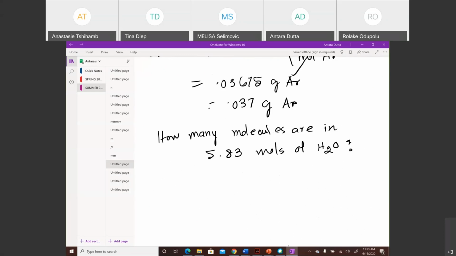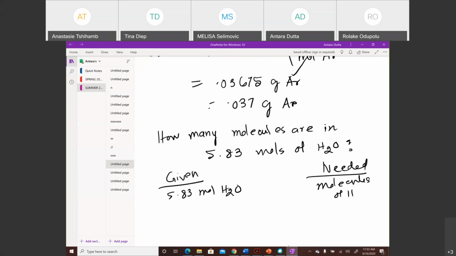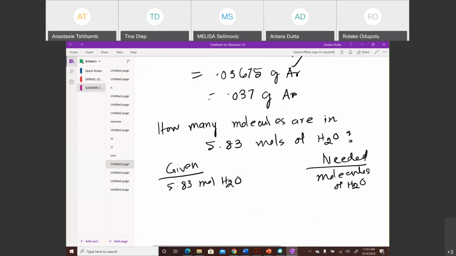Molecules. Okay. So what is given? Given is 5.83 moles of water. And what is needed? Needed is molecules of water. Stoichiometry has a beauty. You know what the beauty is? There is only one route. You cannot take different routes. You just have to know what conversion factor you need to convert what. That's it, and then everything will fall into place. So moles to molecules. What is our conversion factor? It should be Avogadro number.